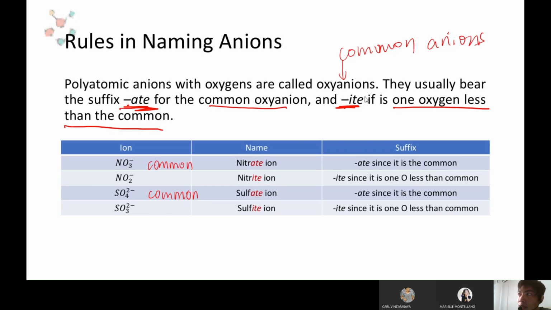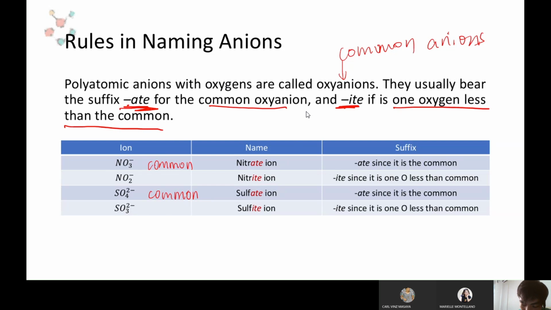So, for oxyanions, paano natin malalaman kung oxyanions yun? It usually contains oxygens, and anion siya, meaning negative charge. Okay. So, how do we name oxyanions? We first identify kung sino yung mga common oxyanion. Given po ito, nasa next slide eh. So, ito yung mga common oxyanion. We use the suffix "ate", and kapag 1 oxygen less than the common, we use the suffix "ite".